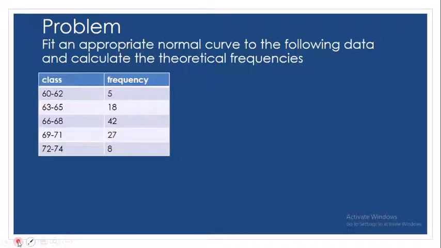Now this is a problem given to you, and it says that you have to fit an appropriate normal curve to the following data and calculate the theoretical frequencies. In this case you are given some classes and their corresponding frequencies.